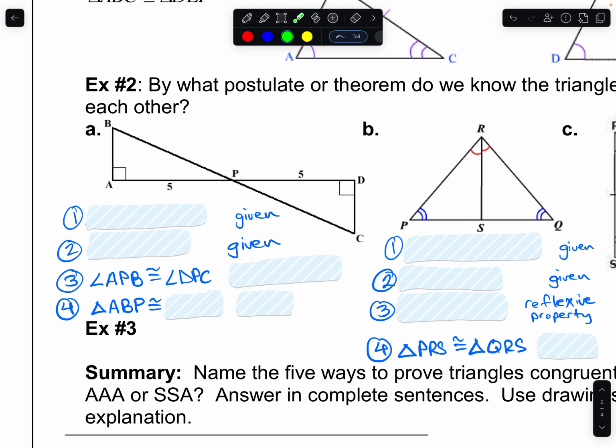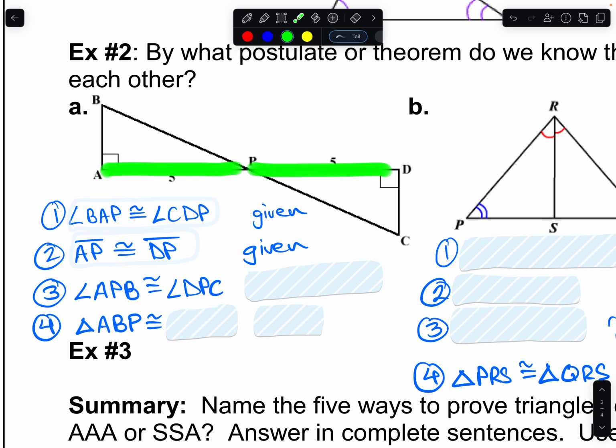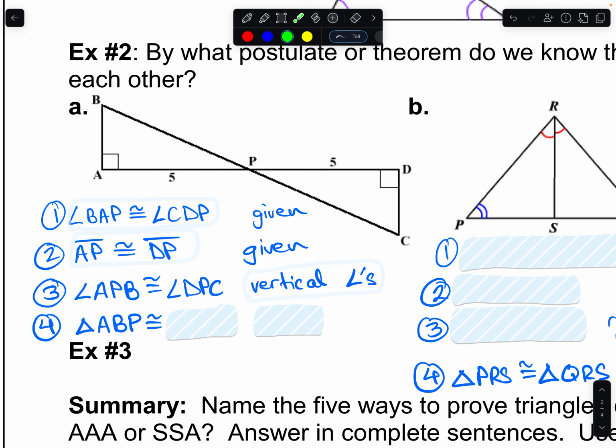Okay, example 2A. I hope you wrote down the given information. We have 2 angles that must be congruent because they're 90-degree angles, they're right angles. We also have 2 sides that must be congruent because they both have a length of 5. And then we have 2 vertical angles, so they must be congruent. And this side is the connecting side between the 2 angles. So the triangles are congruent not by angle, angle, side, but by angle, side, angle.